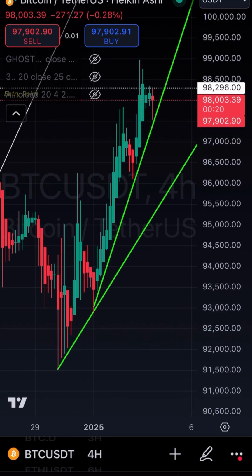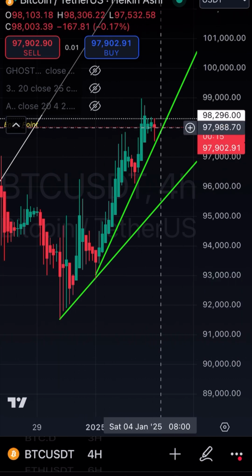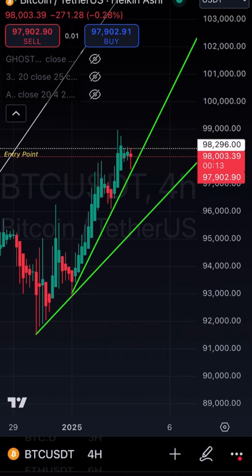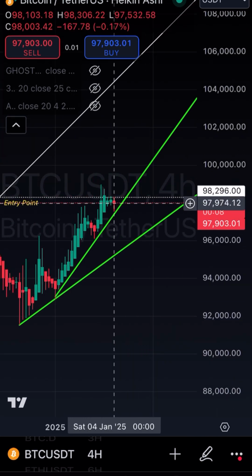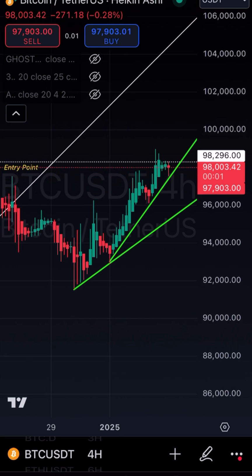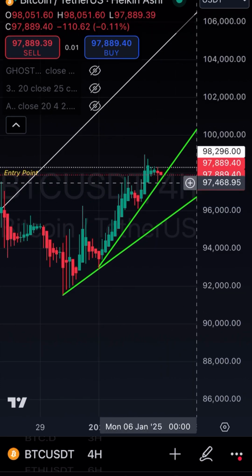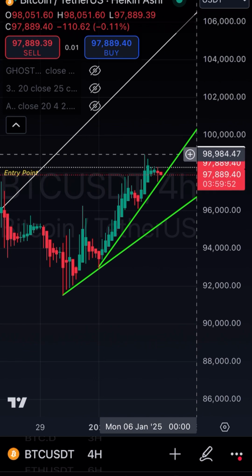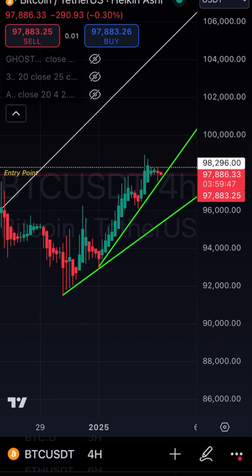Even though I came in late, I could have come in way down here, and I could have been in some good profit. But what we can see from these trend lines is the candles are respecting them really well, and we can see that it's going up. There's some support right here that it has to get past. If it gets past this area right here, it'll keep going up.